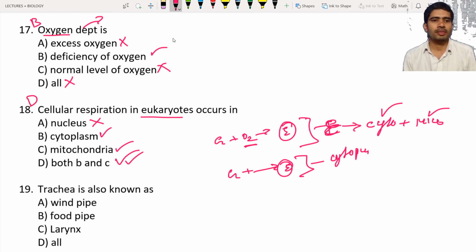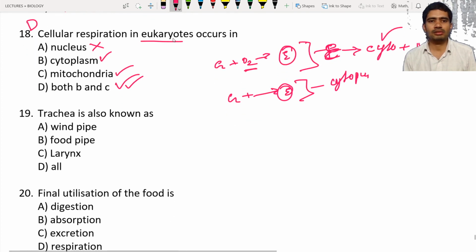18th option is D. So 19th is trachea is also known as, what is meant by trachea? It is a tube that carries the air. Okay. So first windpipe, yes, it is correct. Food pipe, no, it cannot be food pipe. Why? Because the food will be carried by the esophagus. Okay, it could not be correct. Larynx, larynx is a structure that is present in the windpipe. Okay, you cannot take it as a correct answer. Next, all, if one is correct, it could not be correct. Okay, so hence 19th option is windpipe. So 19th one is answer option A.